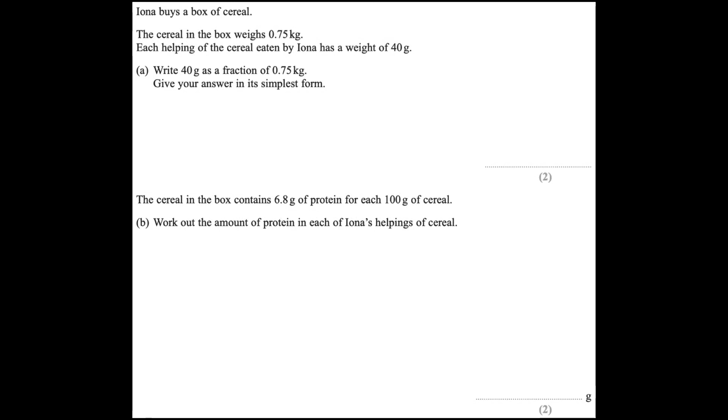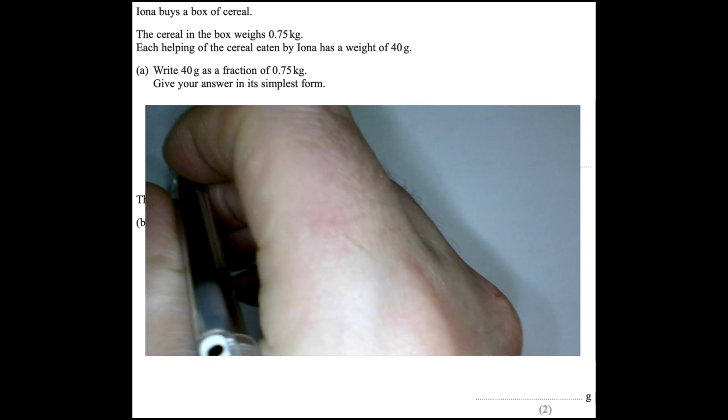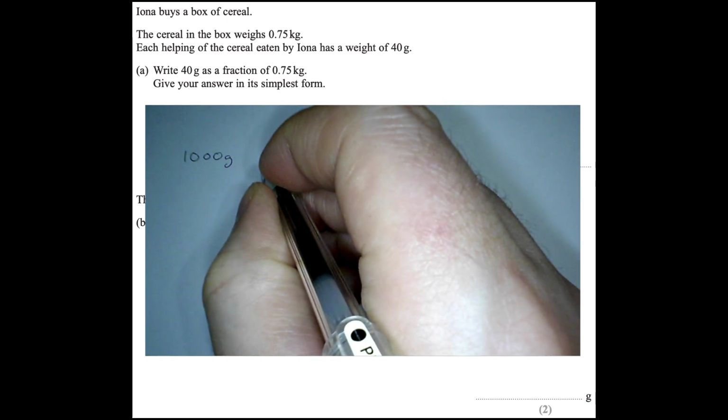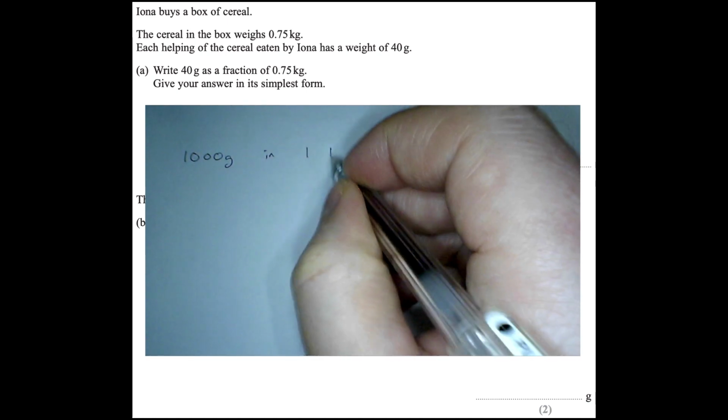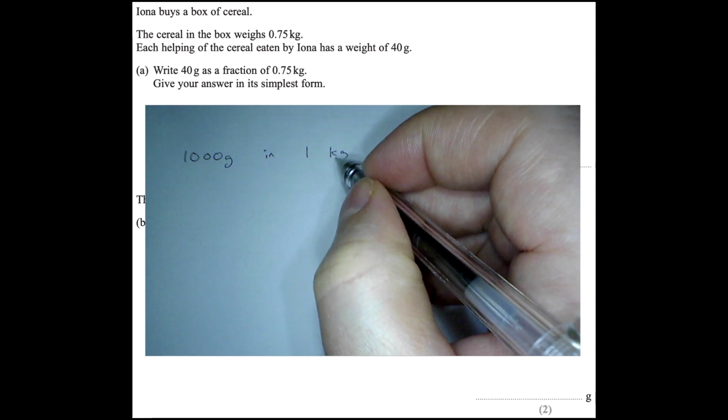Part of the problem of this question is that they've mixed up the units. We've got kilograms and we've got grams. So it's important we know how many grams there are in a kilogram. So I'm going to start off with that. There are 1,000 grams, not 100, 1,000 grams in a kilogram.